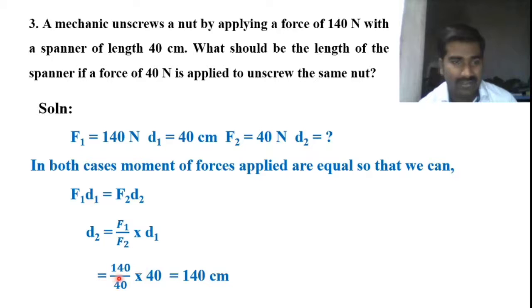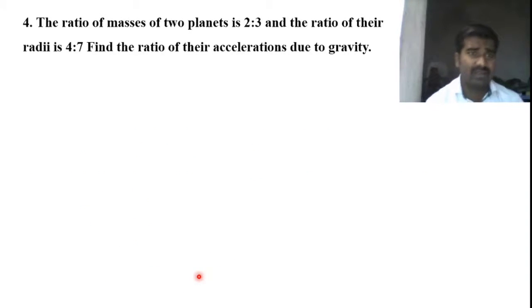We plug in the numerical values. F1 is equal to 140, divided by F2 is equal to 40, into D1 is equal to 40. Here 40 cancels. So finally we get 140 centimeter. The distance D2 is equal to 140 centimeter. Okay, so next we will move on to another question.